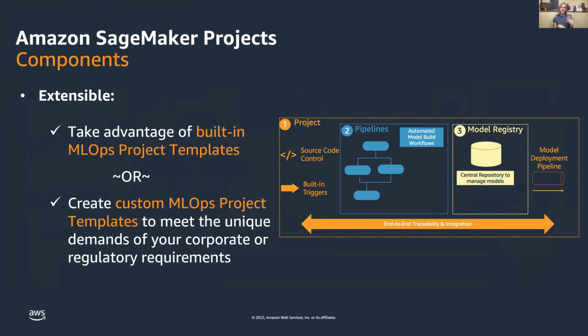And we have, I believe it's 5. Last time I checked, it was 5 project templates out of the box that you can choose from. And then if those are not suitable for your internal SOPs, you can also create your own custom MLOps projects. And you can make that available to show up for your data scientists and developers to use by saving it in the AWS Service Catalog.